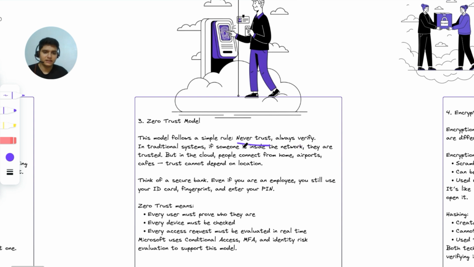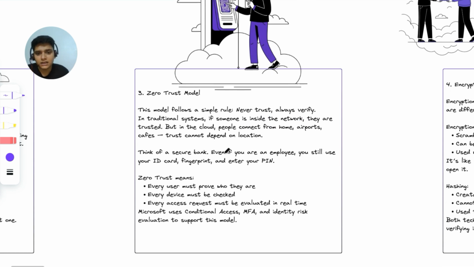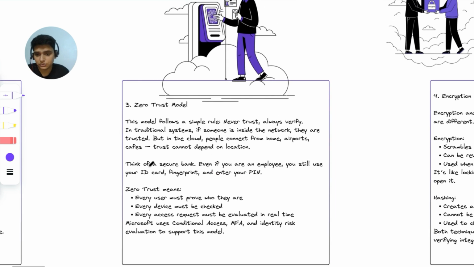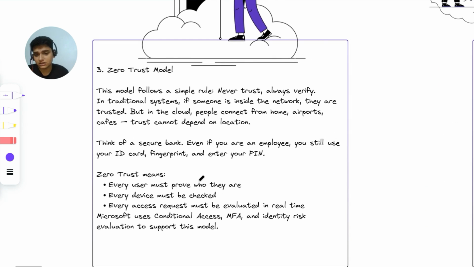Think of it like a secure bank. Even if you are an employee, you still use your ID card, your fingerprint, and enter your PIN. Zero trust means every time the user must prove who they are, every device must be checked, which device they are using to log in, and every access request must be evaluated in real time. Microsoft uses conditional access, MFA, and identity risk evaluation to support this zero trust model.